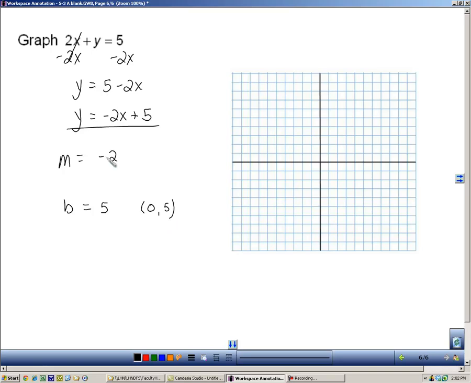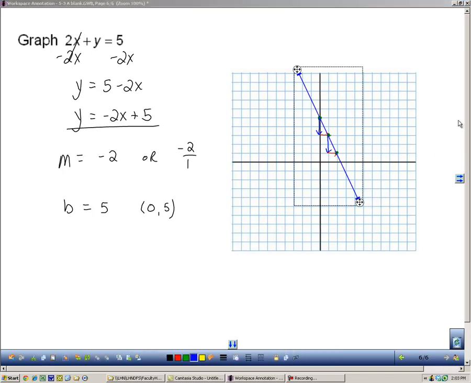Now, one thing about this slope is the slope doesn't have a rise and a run. Just remember that you can write the number negative 2 as negative 2 over 1, and now I have a rise and a run. So we'll start with my y-intercept of 0, 5. We know the line goes through that point. And my slope is negative 2 over 1, so rise of negative 2 and a run of 1. So there's a point there, a point there. We can draw the line. So there you go.